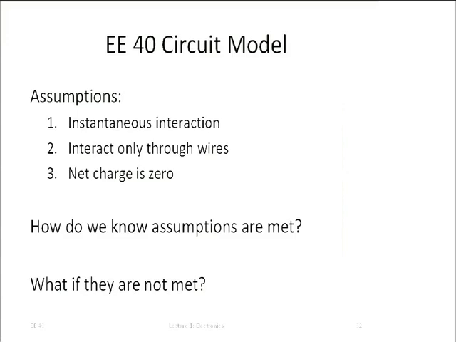So in EE40, we're going to use a circuit model that is based on 3 assumptions. We've talked about them. Of course, these assumptions are not always met. Usually in EE40 they are met, but if you have a doubt, what are you going to do? Yeah, you will check them, right? And if they are not met, what are you going to do? Yeah, that's it. You use another theory, right?